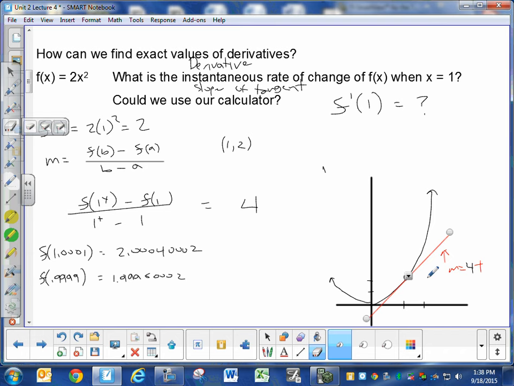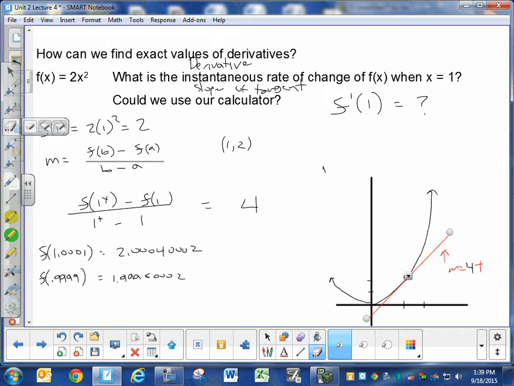Great. Well, what's the problem with this method? Mr. McBride, what do you think? It took a long time, A. I had to use my calculator, B. Could you have figured out the function at 1.0001 by hand, plugging that in here? No. That would have taken a long time, right? So we need a way to find these slopes without using a calculator, without doing this process. But we're going to have to follow a similar process because this is how we found the slope. We used two points really, really close together.